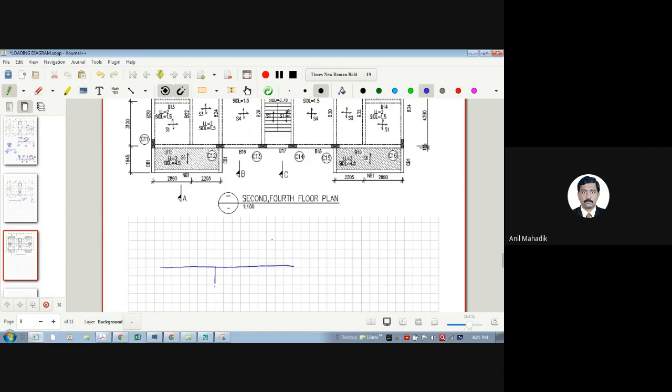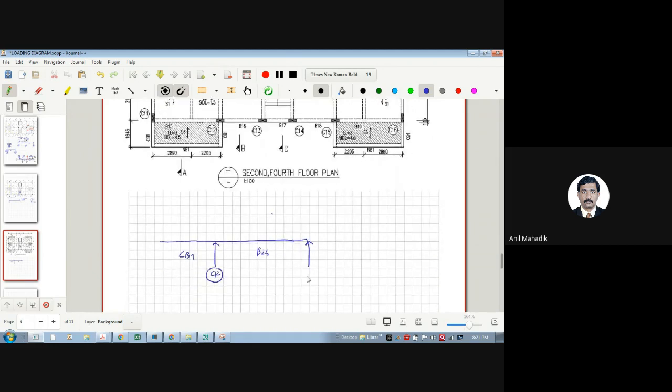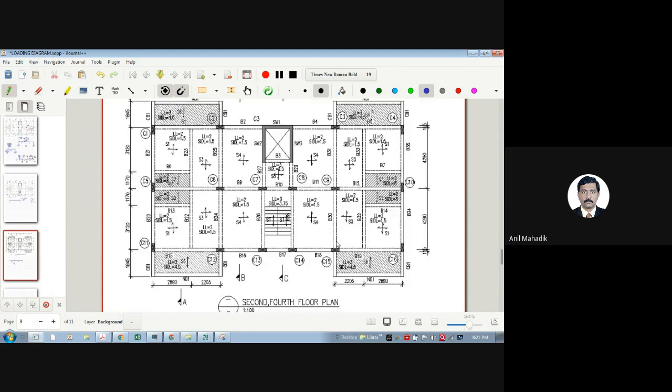CB1, this is my CB1 and this back beam is B24. Then this left side, this column is C12. And behind that, it is C6. C6 है ये. बाकी वो continuation में है. You can see this.